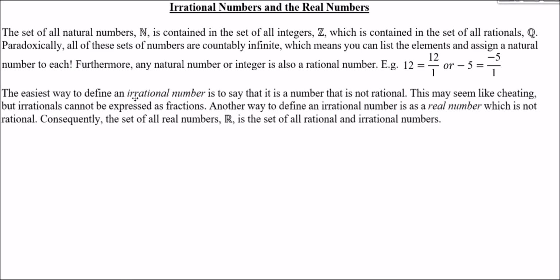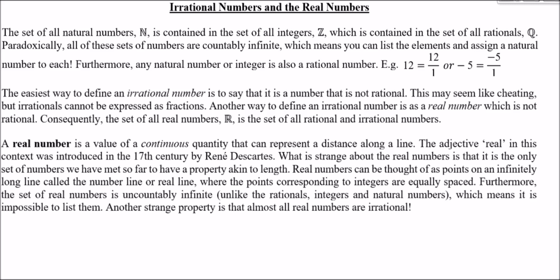The easiest way of defining an irrational number would be to simply say it's a number that is not rational. It seems like a bit of a cheat, that, but irrationals can't be expressed as fractions. Another way to define an irrational number would be as a real number which is not rational. As a consequence, the set of all real numbers, capital double struck R, is a set of all rational and irrational numbers combined.